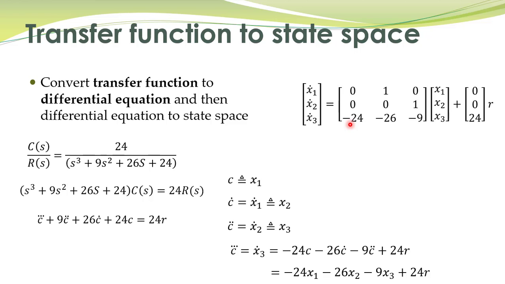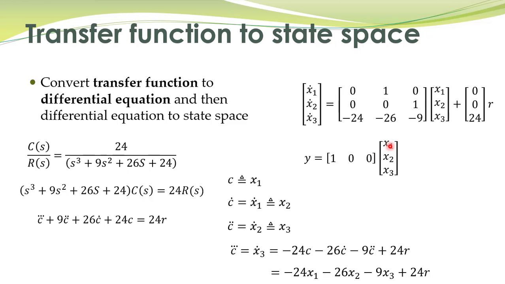And likewise, what about the output equation? We generally denote the output with y. So y is equal to C, and C is equal to x1. So therefore y is equal to x1 from this equation. So this is the state space representation of this transfer function.